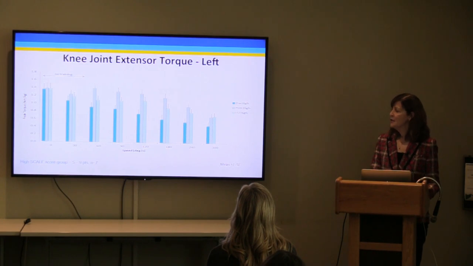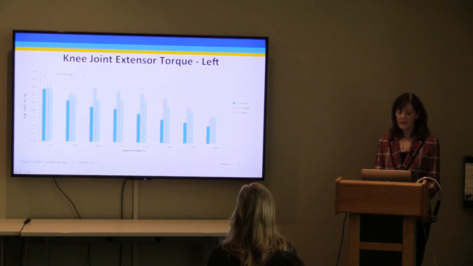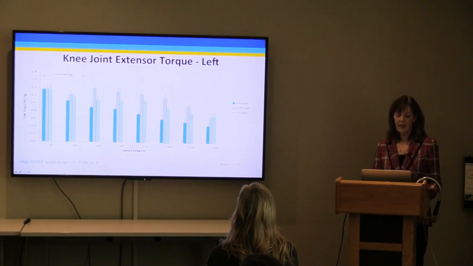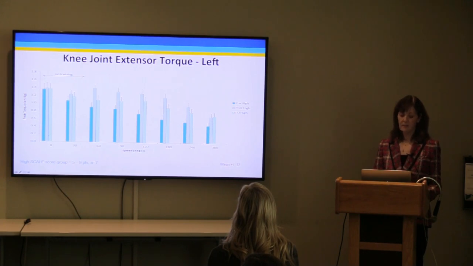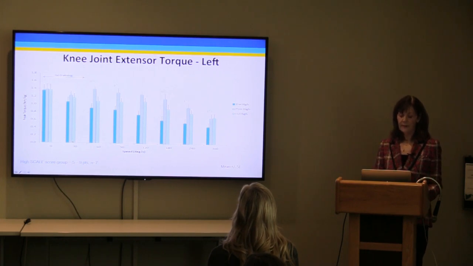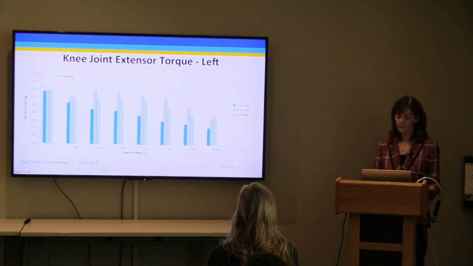This is looking at knee joint extensor torque. This is for the left leg, and we had similar results for the right. Again, we trained everyone in these speeds, and this is isometric and low speed. So this is sort of a no training area. This blue is our high scale score group. The solid dark is pre, the hatched is post, and then the light blue is the maintenance. And we found statistical improvement from pre to post for all speeds where they trained. We didn't see it in the no training zone, which is interesting, so it shows specificity of training. And then we also saw maintenance for most of these speeds, all but one.